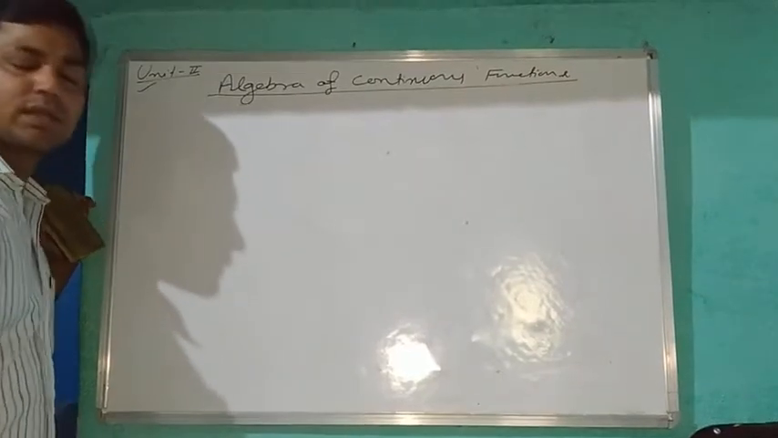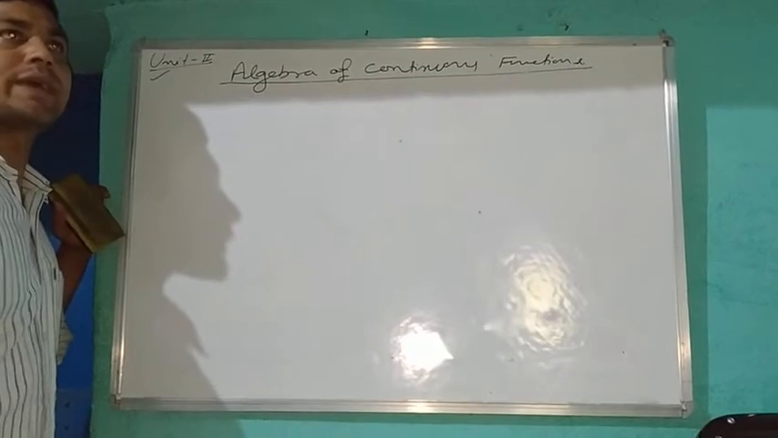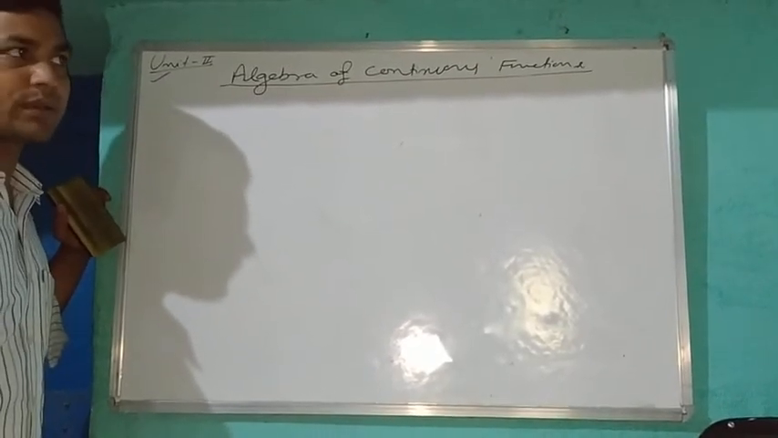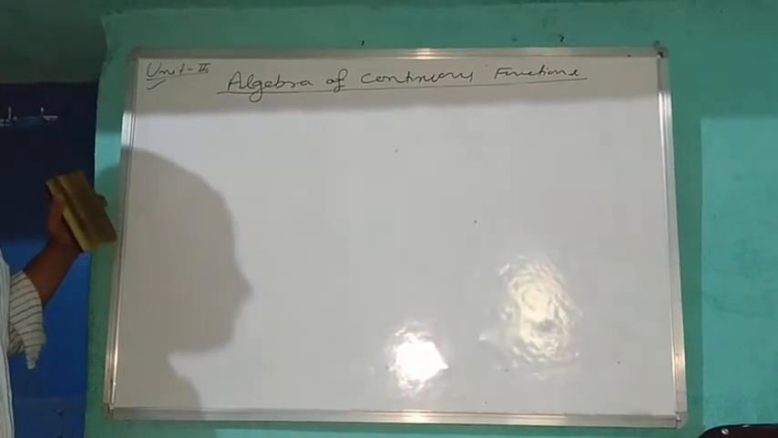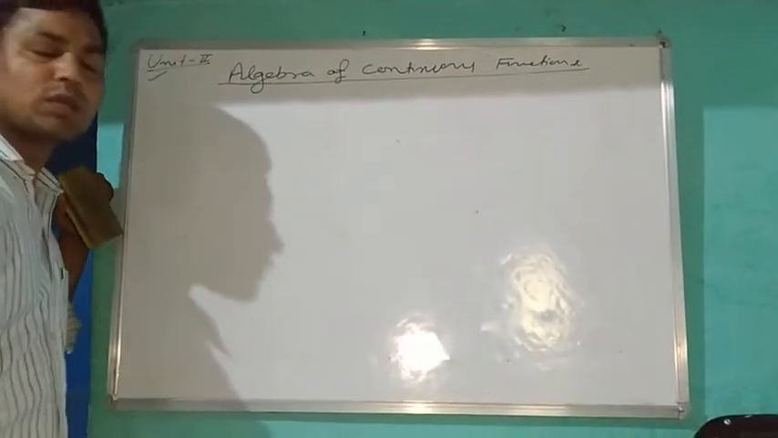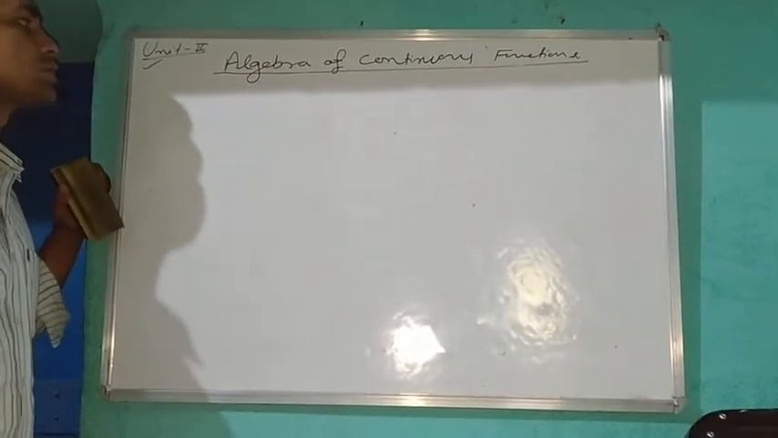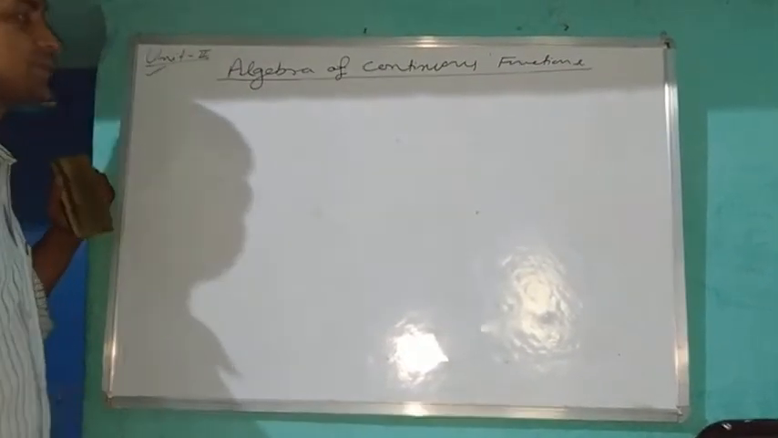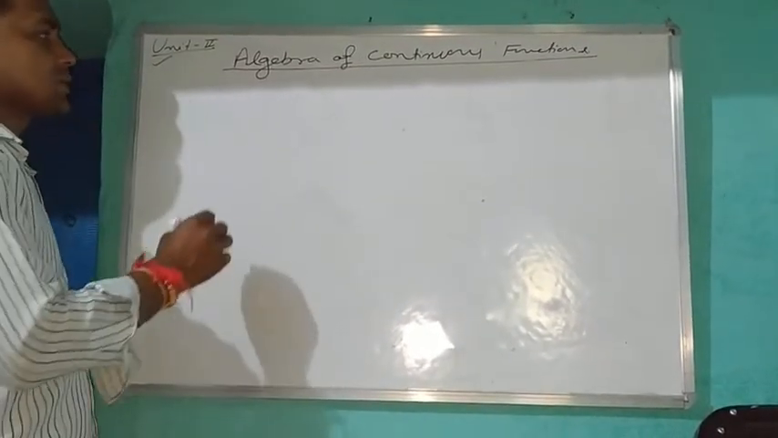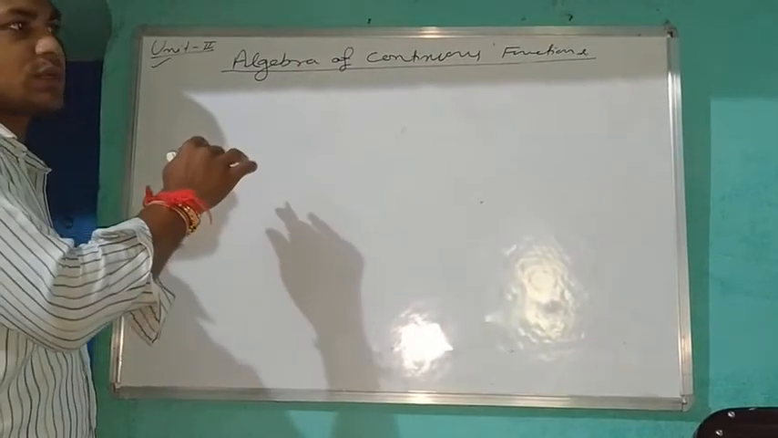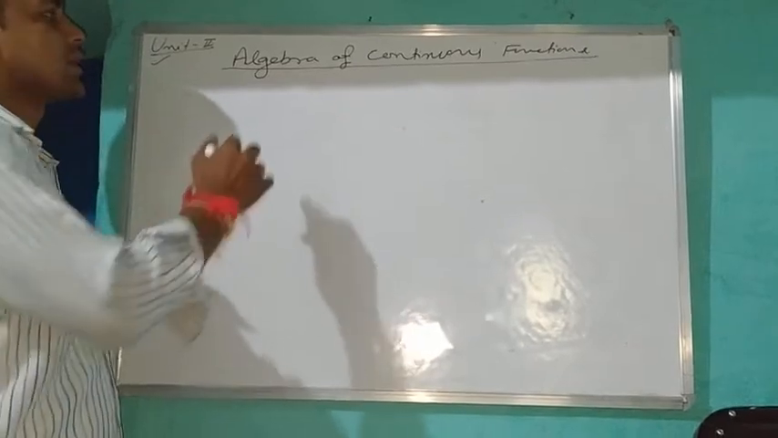Dear students, today we will learn some important examples of the algebra of continuous functions. In our previous lecture, we already learned the algebra of the sum of two continuous functions, and also examples of continuous functions and of the sum of two continuous functions. In this lecture, we will learn an example which covers properties three, four, and five of the algebra of continuous functions.